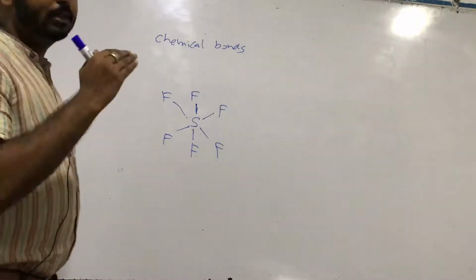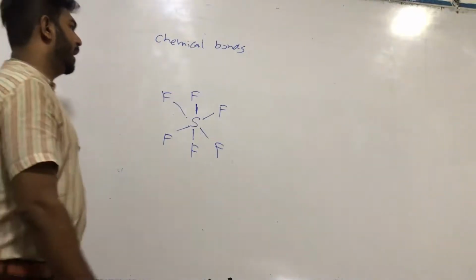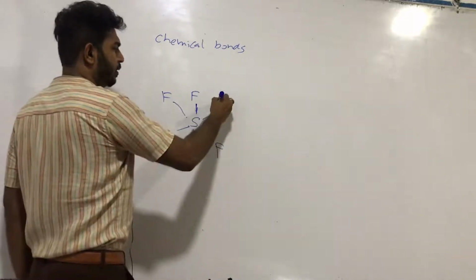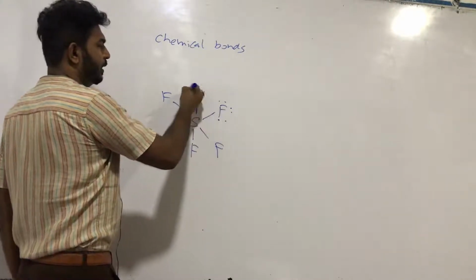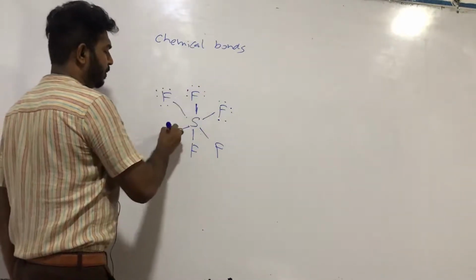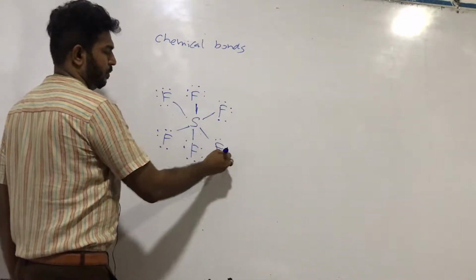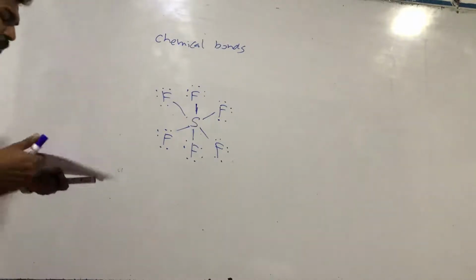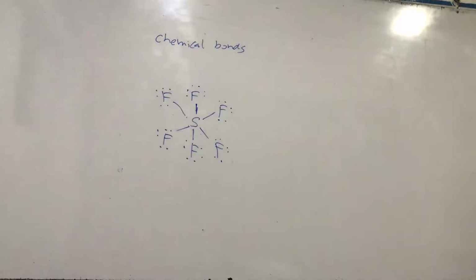We know that fluorine is in the 17th group. That means fluorine has 1 electron here. And there are another 6 electrons around in every atom. Okay, there are 6 electrons around every fluorine atom.